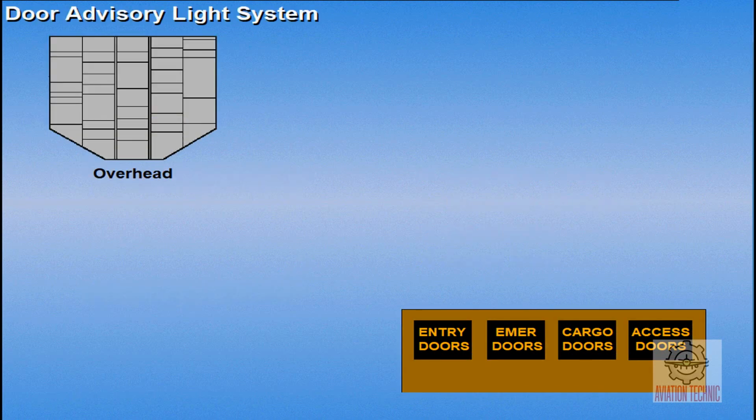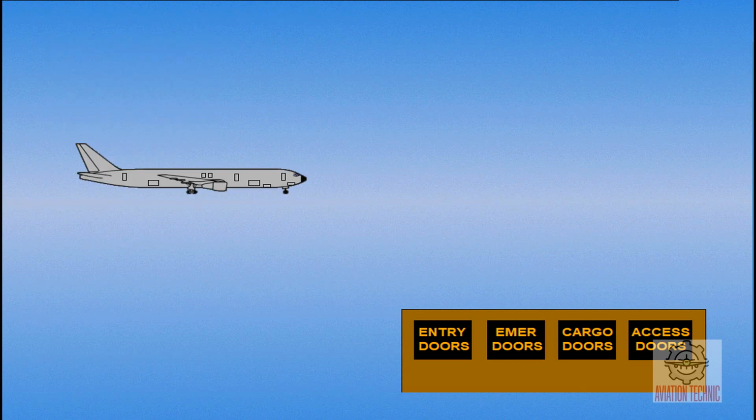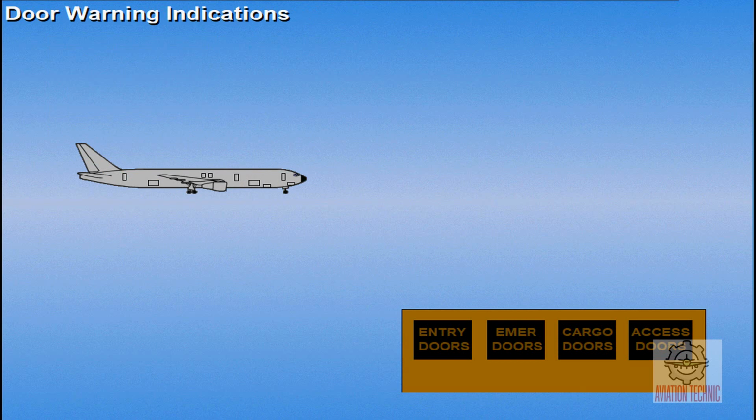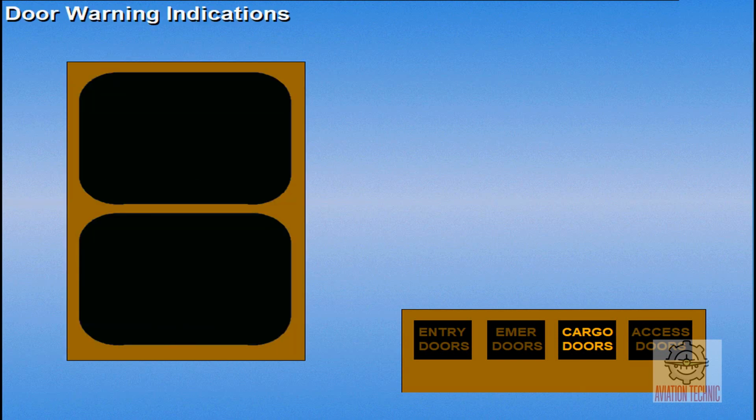The door advisory system lights are located on the overhead panel. The door advisory lights illuminate if the respective door or doors are not closed and locked. All door advisory lights are accompanied by an ICAS advisory message that specifies which door or doors are not secure.